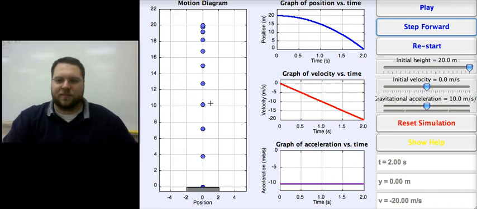So things to remember: due to Earth's gravity, everything at the Earth's surface accelerates downward at 9.8 meters per second squared. We can round that off to 10 meters per second squared, which means that for every 1 second something falls, it gains 10 meters per second of speed.